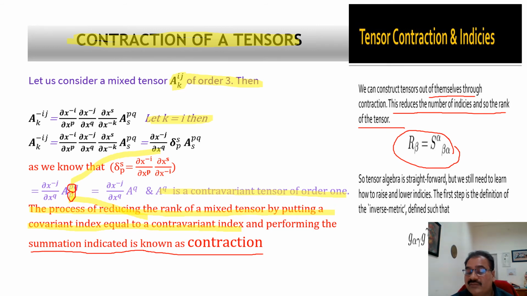So tensor algebra is straightforward, but we still need to learn how to raise and lower indices, and you will learn this only by practice. The first step is defining the inverse matrix, defined as. That is also a way to learn, but you have to concentrate on the contraction.